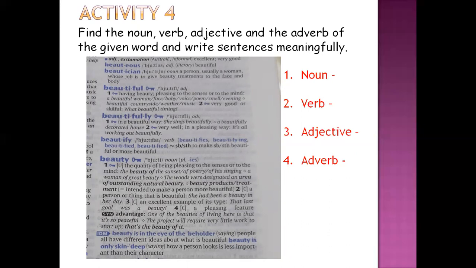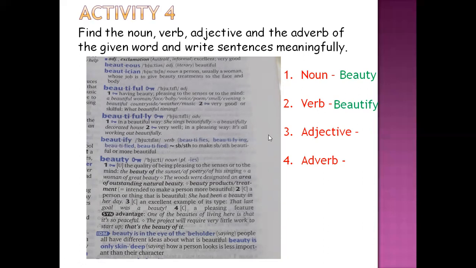Okay, what is the noun you found here? That is beauty. Beauty. Here, beauty. That is the noun. And you have given the plural of this. This is the noun. And what is the verb? That is beautify. Beautify is the verb. Here you have given that verb.